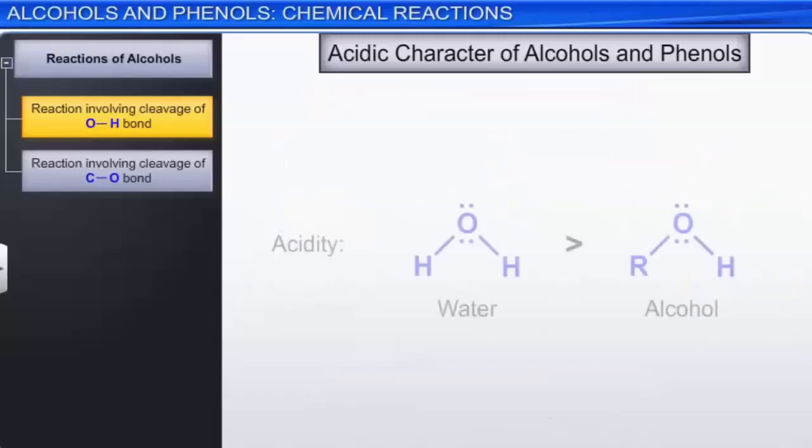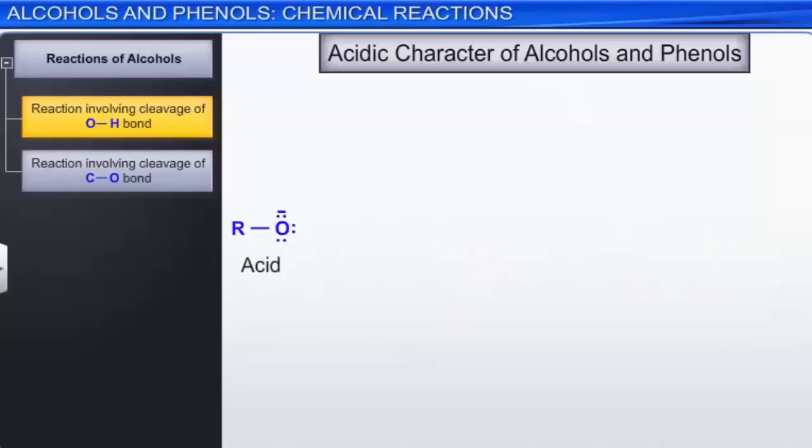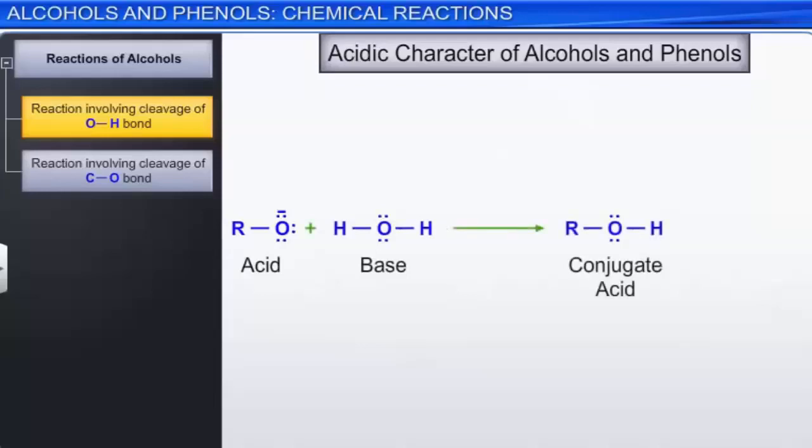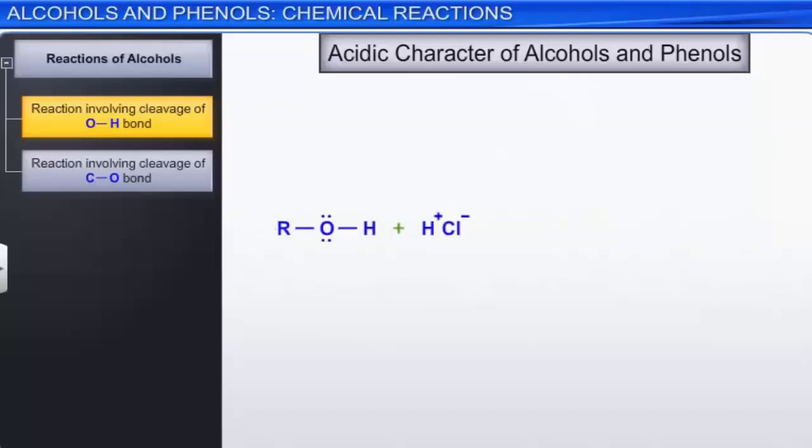Alcohols are weaker acids than water. We know this because alkoxide ions react with water to form the alcohol, the conjugate acid, and a hydroxide ion. Since this reaction favors the products, it means that water is a better proton donor than the alcohol. Versatile alcohols can also act as Bronsted bases or proton acceptors. The reaction here shows an alcohol accepting a hydrogen ion or proton from HCl.